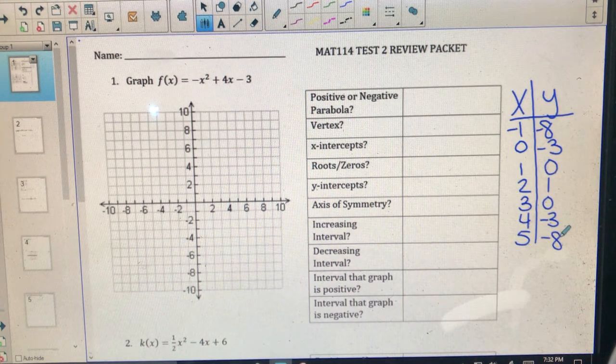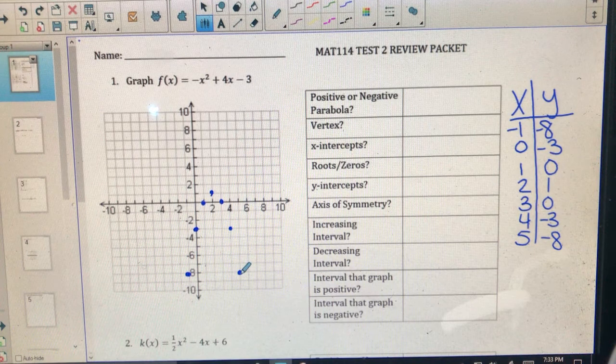You do not need to copy your table. You just need to find that ideal section on your table because those are the points that are plottable. So now I'm going to plot them. -1, -8 means I go left 1 on my x-axis and down 8 on my y-axis, leaving me right here. Then 0, -3 means I don't go left or right at all, and I just go down 3. Then 1, 0 is here, 2, 1 is here, 3, 0, then 4, -3, and 5, -8.